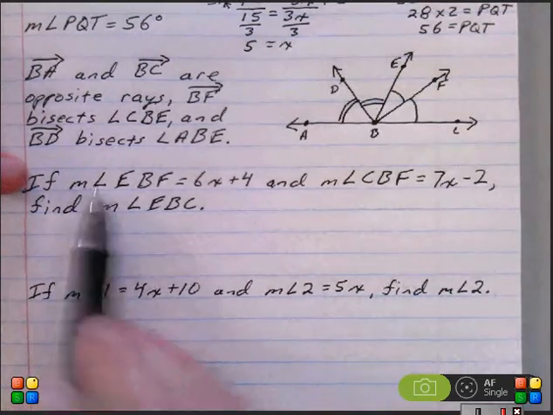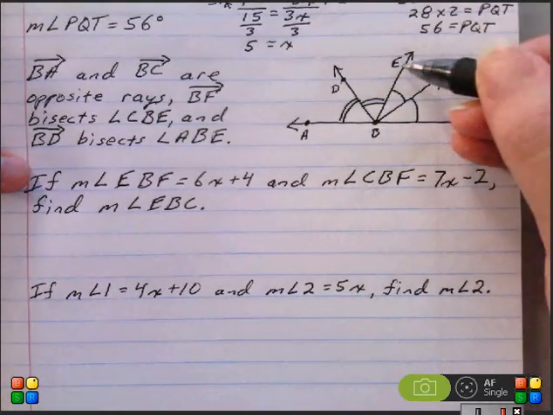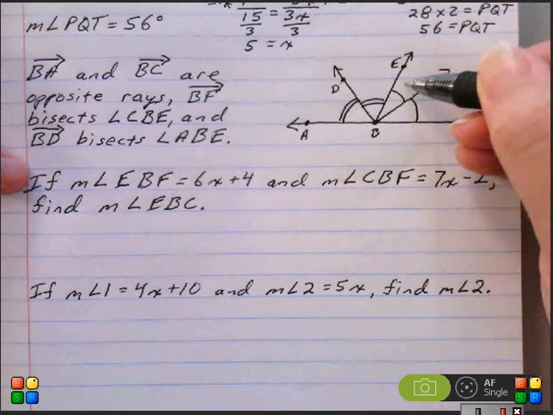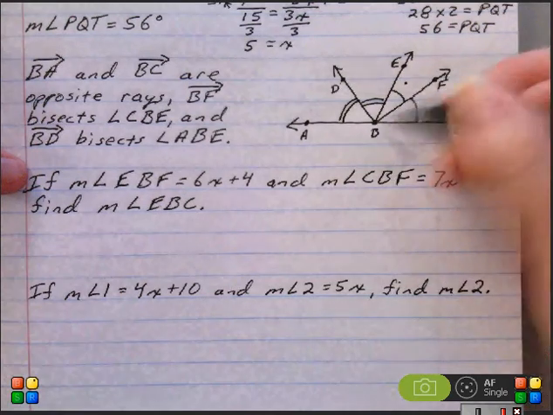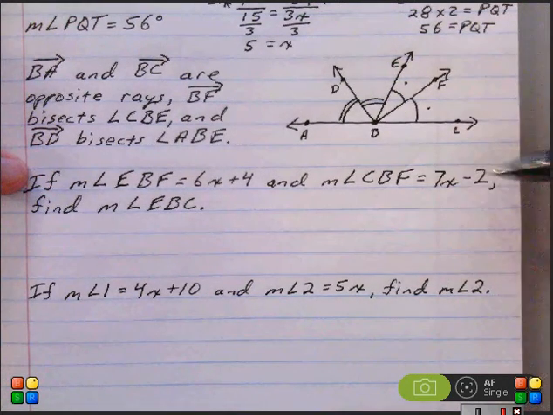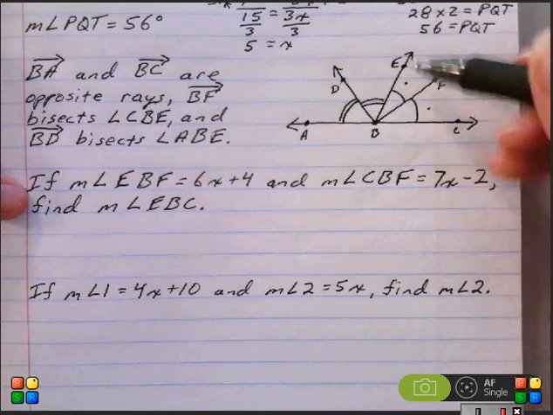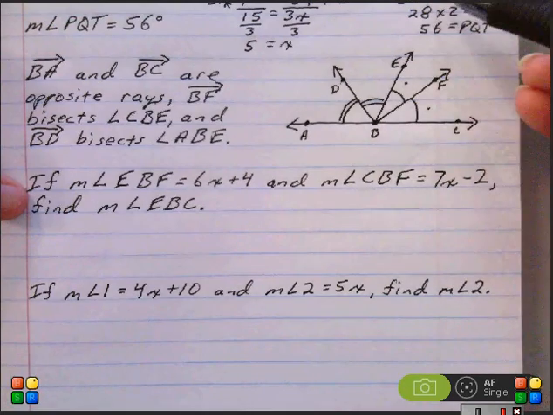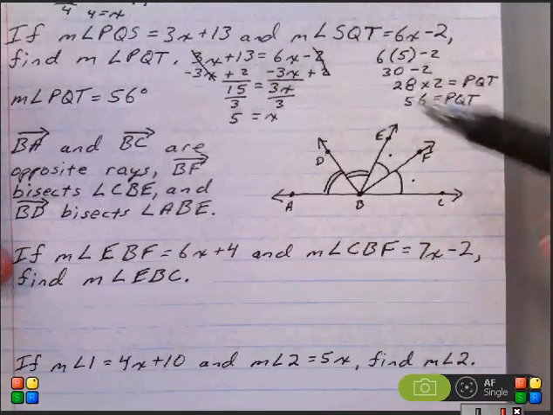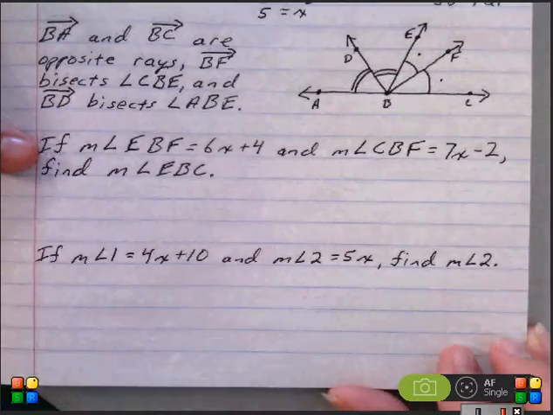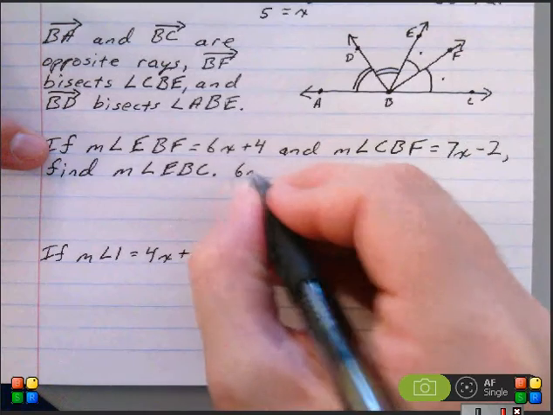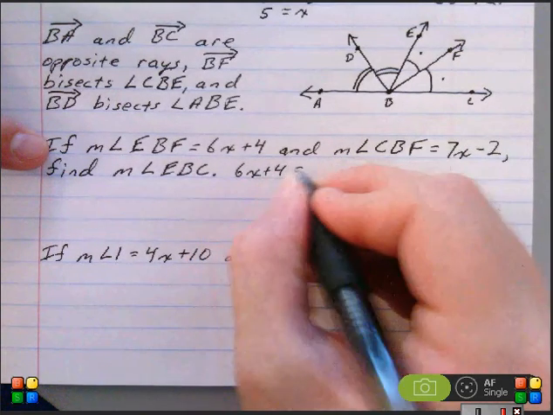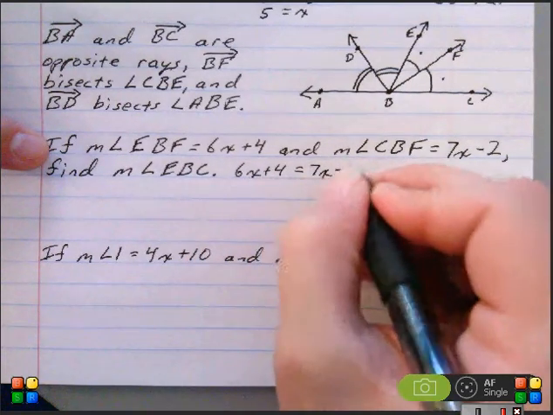If the measure of angle EBF, that's this one, is 6x plus 4, and CBF is this one, is 7x minus 2, then we're going to find EBC. That's just like what we did up here on this other one when we were working up here. So we know that these two are congruent to each other, so we're going to set them equal. So we have 6x plus 4 equals 7x minus 2.